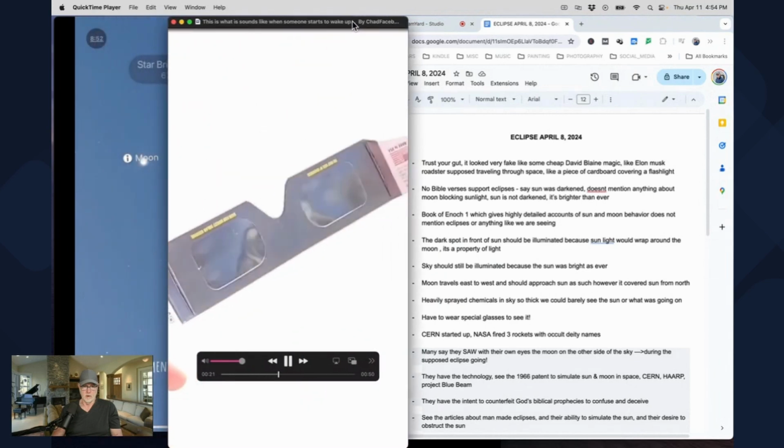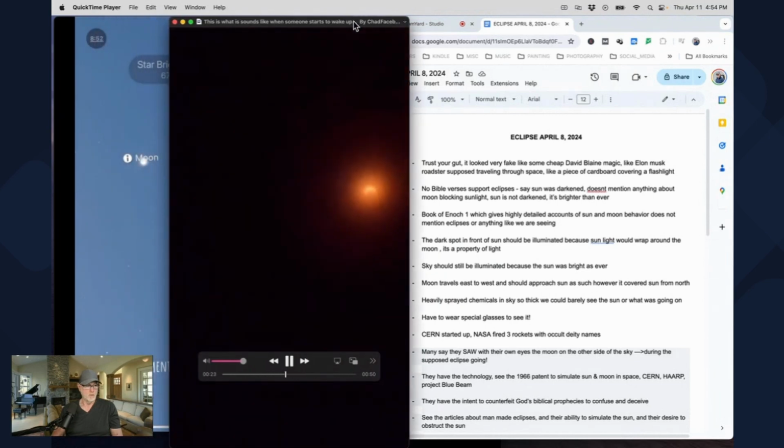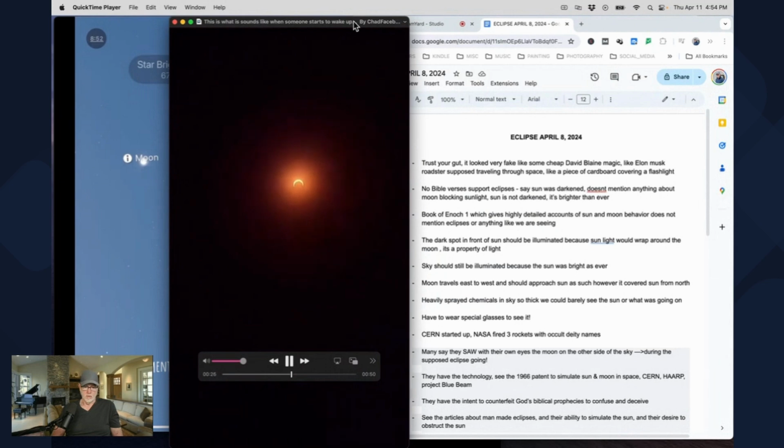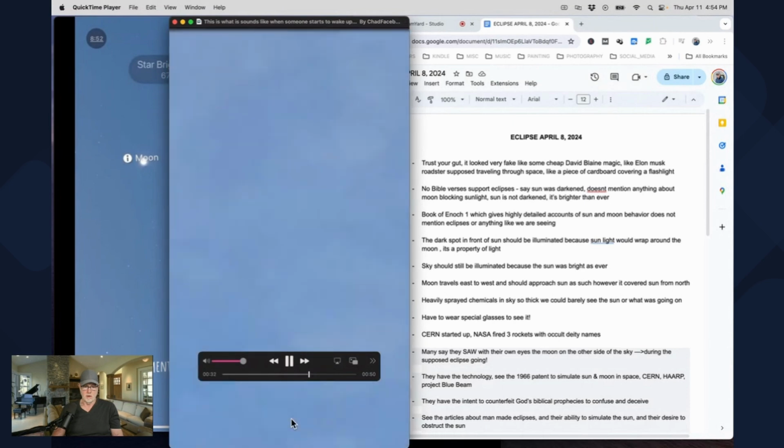But the moon is right there in front of the sun. Why is the moon right there if it's supposed to be in front of the sun? That's insane. Do you see that? If the moon is right there in front of the sun, then why is it over there?